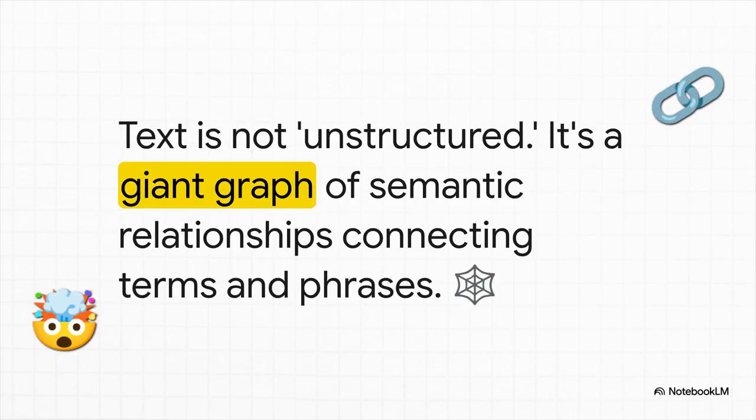So the huge mental shift here is to stop thinking of text as just a flat line of words. It's not unstructured. It's a massive, hyper-structured web of connections. Every word is a node, and its relationship to the words around it forms the edges. The graph is already there. We just need to learn how to read it.